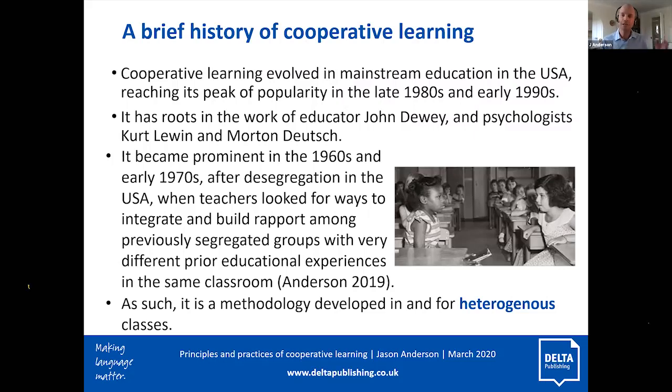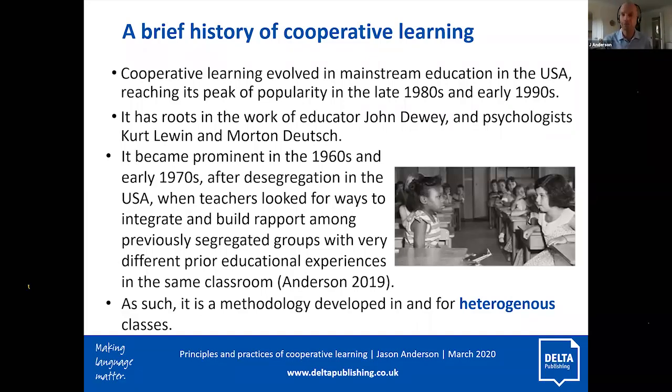Now, desegregation was when in America, especially in the South, schools or classrooms where black kids and white kids had previously been educated separately in a segregated apartheid type system, they were being brought together. And this was causing all kinds of challenges in the classroom. There were conflicts between the kids, between the parents.